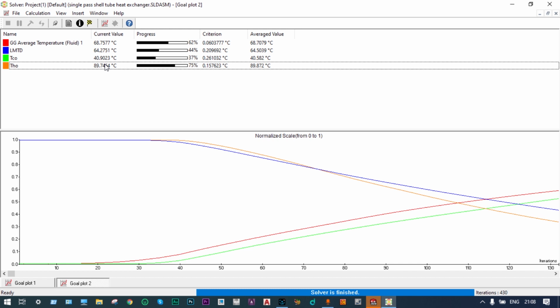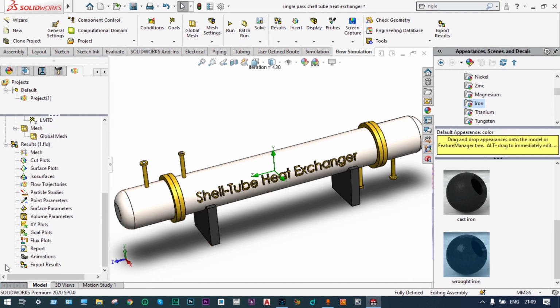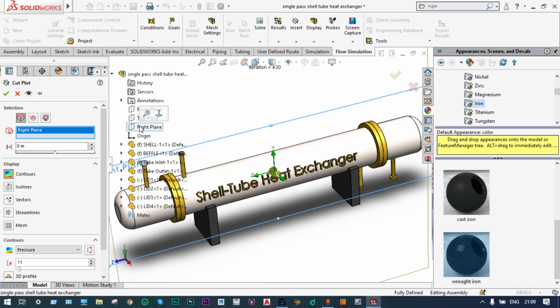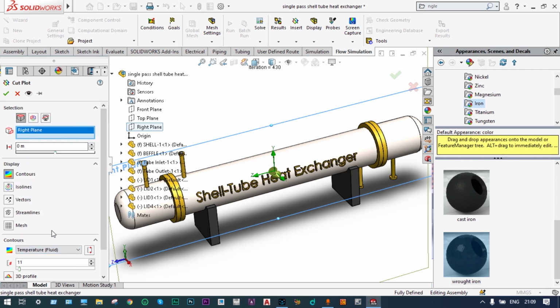Actually, the more the LMTD, the more the heat transfer rate. Next, we'll see the results from the cut plots, and also the dynamics of these hot water and cold water particles. Okay, so close this part. We'll see the results from cut plots. First, we see cut plots, like suppose when you see from the right plane, and instead of pressure we'll see temperature of fluid. Green check.